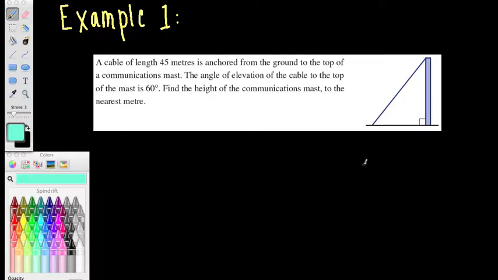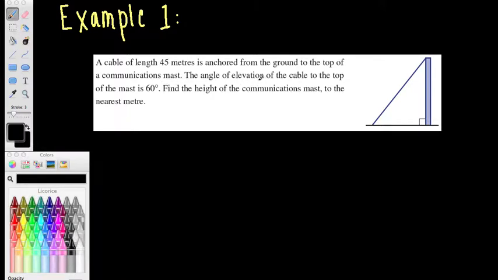Here we go. Typical question, worded. We've got sort of the basic structure of the diagram drawn for us, but we're going to have to add some information in. So first of all, we must read the question. There's going to be some important information here. A cable of length 45 meters is anchored from the ground, so it means it's attached to the ground, or it's being held down on the ground, to the top of a communications mast. So looking at this diagram, I can see this is the cable here, on that hypotenuse, and the mast, the communications mast, is this here, the vertical.